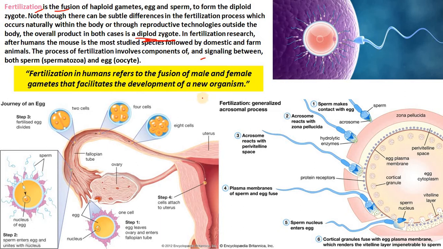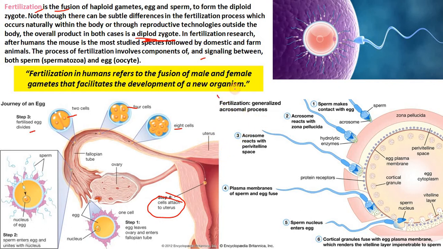new organism. So, here you can see the journey of an egg. Step 1 is the egg leaves the ovary and enters the fallopian tube. In step 2, the sperm enters the egg and unites with the nucleus. Then in step 3, the fertilized egg divides into 2 cells, then 4 cells, then 8 cells. These are called blastomeres. And in the uterus, the cells attach to the uterus in the last step.